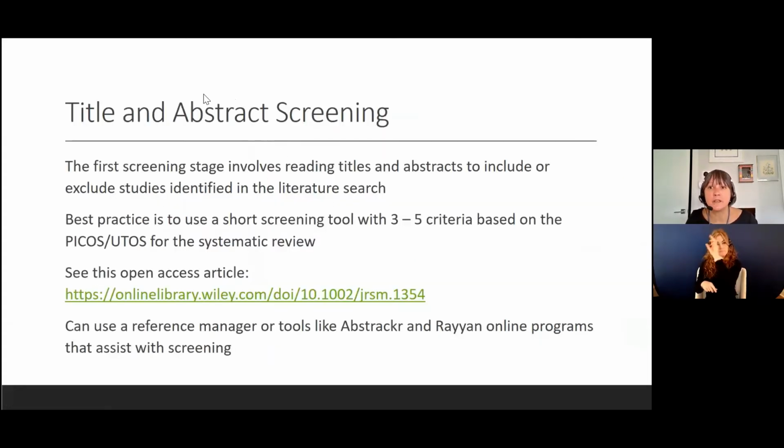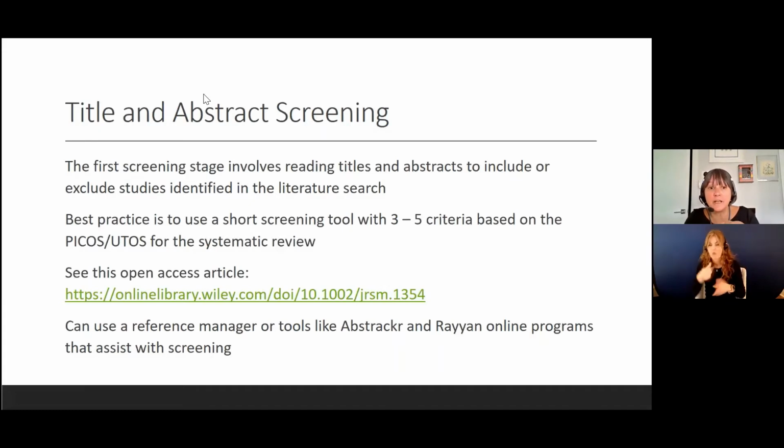So for title and abstract screening, you might think, wow, given that many times the abstract of any primary study bears only passing resemblance to what's in the study. In fact, it turns out that screening titles and abstracts is really an effective way of screening out completely irrelevant literature for your systematic review. The link in the middle there is to an open access article written by Josh that talks about best practice screening. But basically, best practice is to use a very short screening tool with 3 to 5 criteria based on your PICOS or your UTOS. Then you just make decisions based on the titles and the abstracts. And in this stage, we are also generous. If we can't figure out if a study is relevant or not, we keep it.